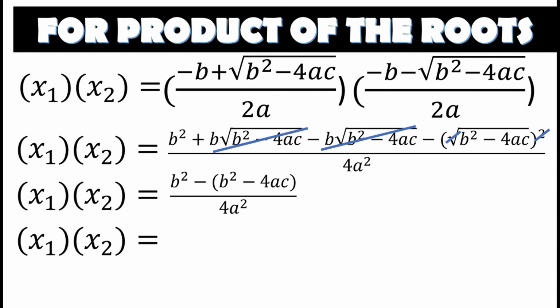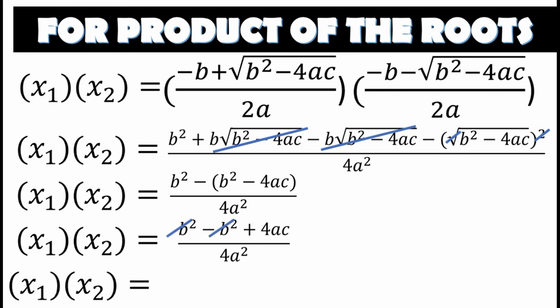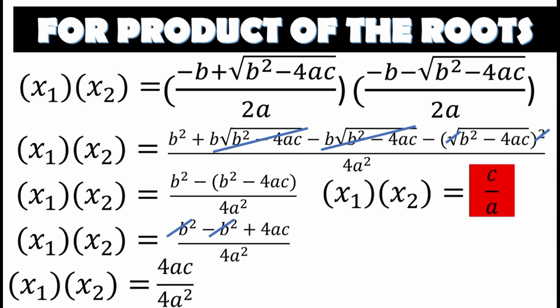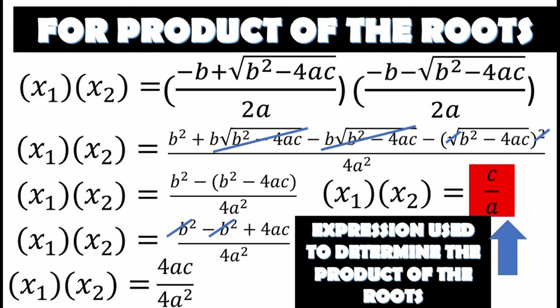Then we simplify this as b squared minus b squared plus 4ac all over 4a squared. Here, we can cancel out b squared and negative b squared because they have opposite signs. What is left is 4ac all over 4a squared. So we can factor out 4a, and what is left is c over a. Therefore, this is the expression used to determine the product of the roots.